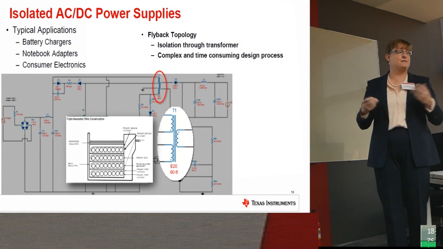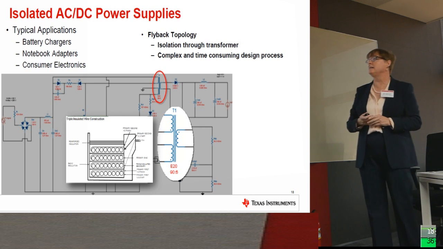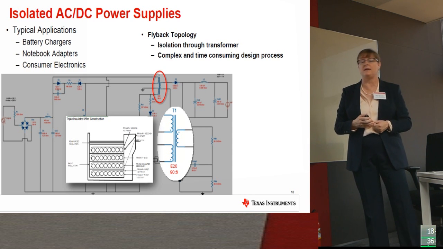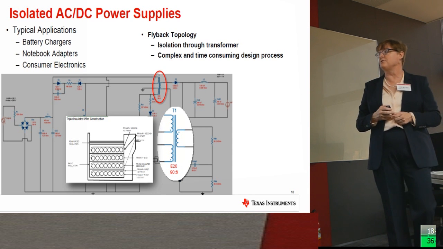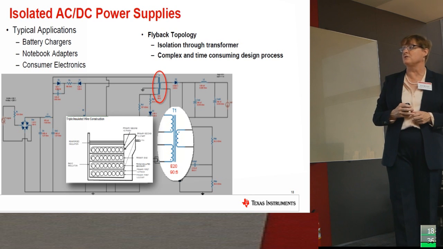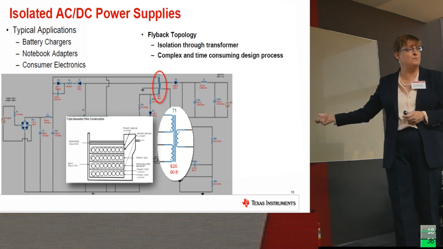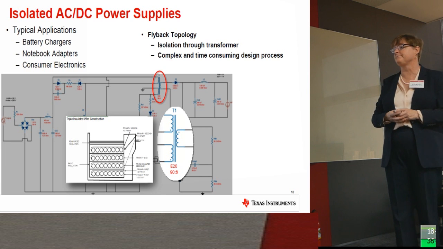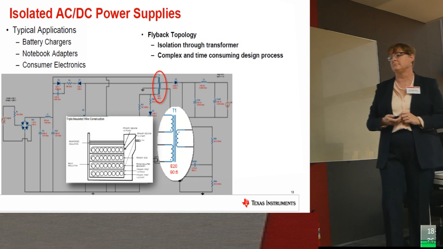So here is an example of isolated AC/DC power supplies that are used in battery chargers, notebook adapters, consumer electronics, actually in anything that plugs into the wall. 그래서 지금 보시는 것은 소비자 가전 제품들, 벽에다가 전원을 꽂는 모든 제품에 들어갈 수 있는 아이솔레이티드 AC/DC 전원 공급 디자인을 보고 계십니다.